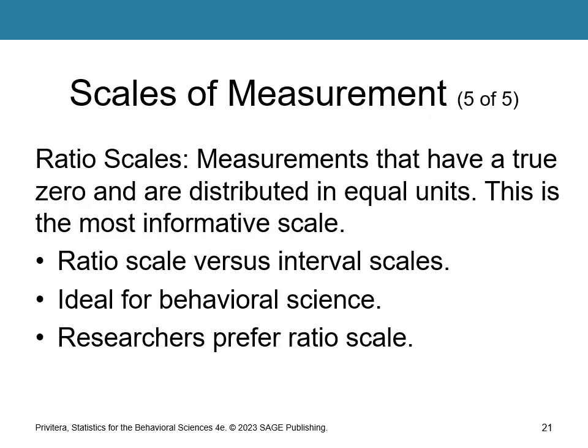Ratio scales are the gold standard, the most informative scale of measurement. Like interval scales, they have equal intervals. But unlike interval scales, they have a true 0 point. When 0 means nothing, ratios become meaningful. If you have $0, you have no money.